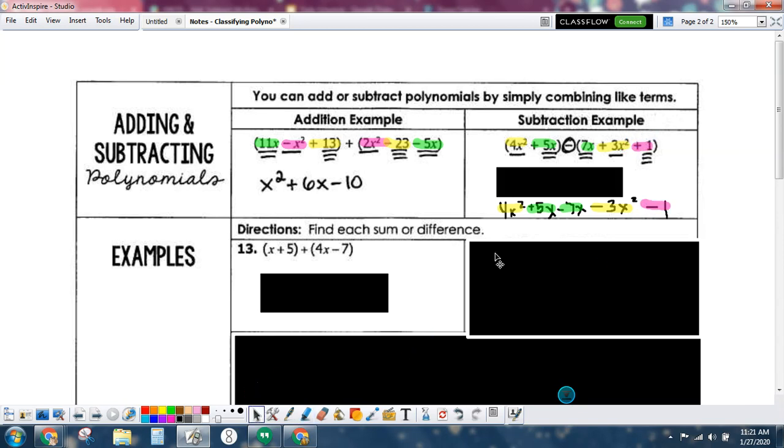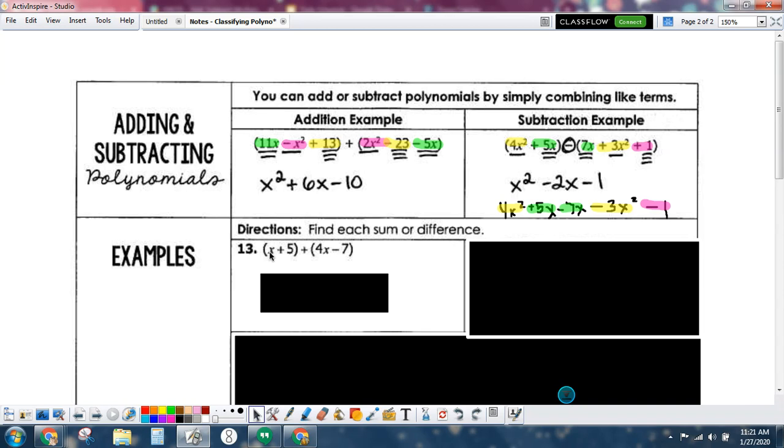Okay, and then when I combine these, I have my 4 minus 3, which is 1. I have 5 minus 7, which is negative 2. And then my negative 1 is brought down. Okay, so go ahead and practice that here. I'm going to do just one example, and then we're going to go ahead and have you practice the rest.